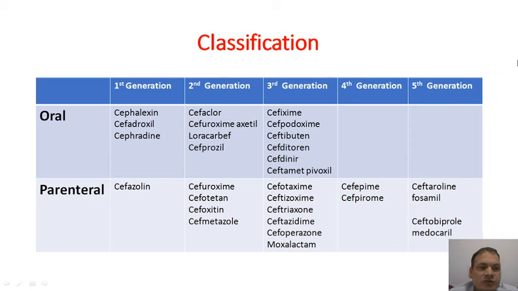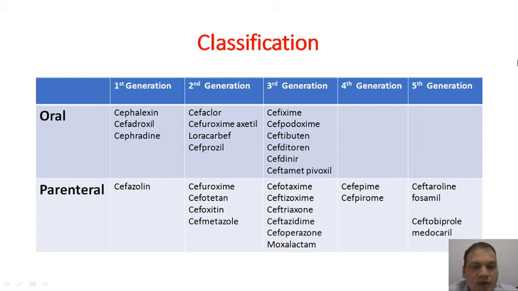In the fifth generation also, we don't have any oral antibiotic as such. So there is only one group, that is the parenteral group. And in the parenteral group, we have ceftaroline fosamil and ceftobiprole medocaril. Okay, ceftaroline fosamil and ceftobiprole medocaril. If you can remember ceftaroline, well, good enough, and ceftobiprole will do. Okay, so ceftaroline fosamil and ceftobiprole medocaril, basically these are the products which once they are inside the body, they are metabolized into their active form, that is your ceftaroline and ceftobiprole.